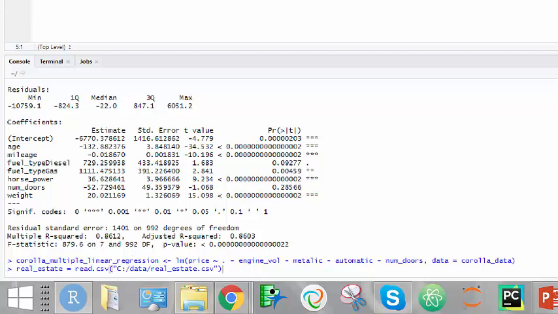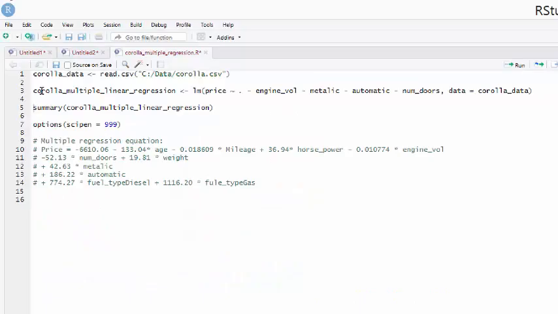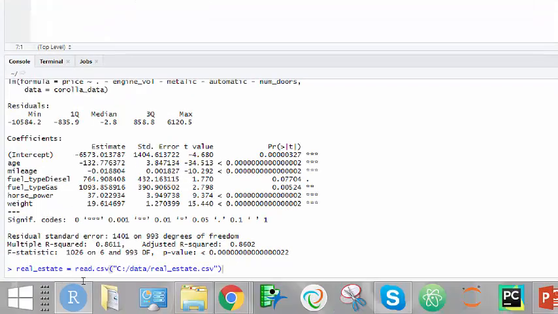Oh, hold on. Did I remove number of doors? No, why not? Hold on. Number of doors. Let me run it again, and let's do the summary. Okay, now I removed it, okay?